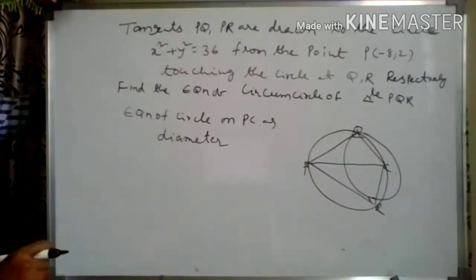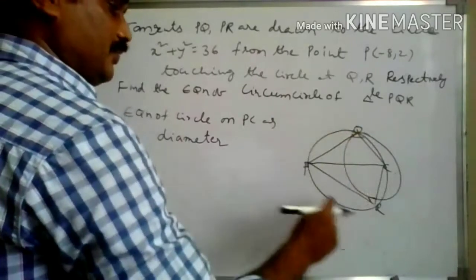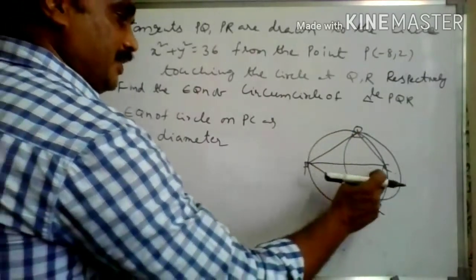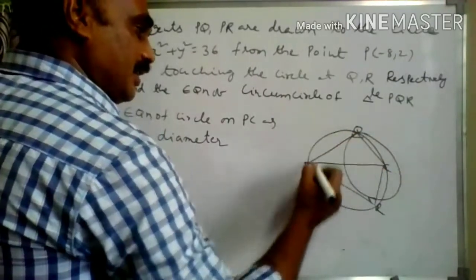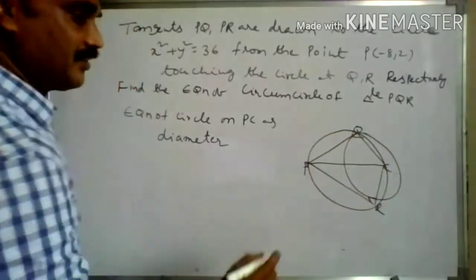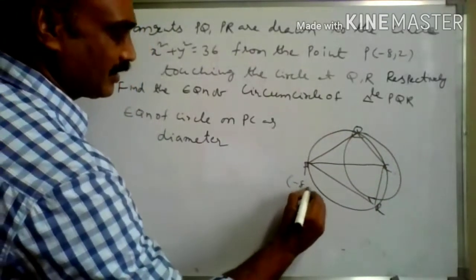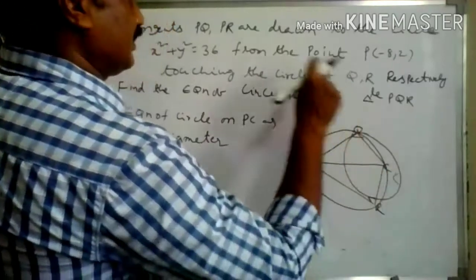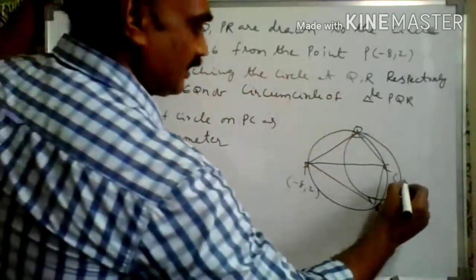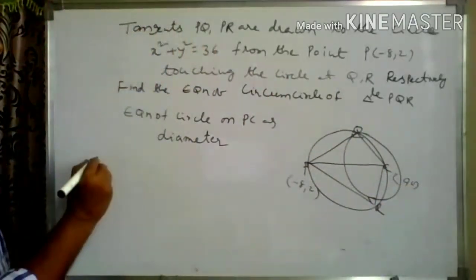These are cyclic quadrilateral, students. So circle passing through 4 points. Here the circumcircle of triangle PQR has C and P as the ends of the diameter. P is minus 8 comma 2. Center of the circle x square plus y square is 36 is 0 comma 0.